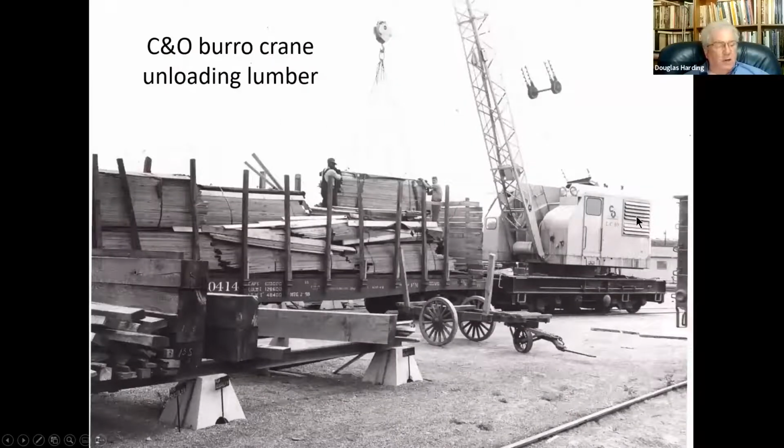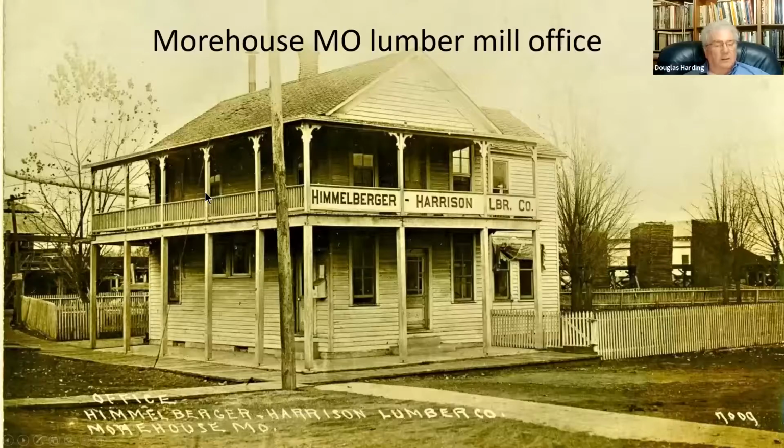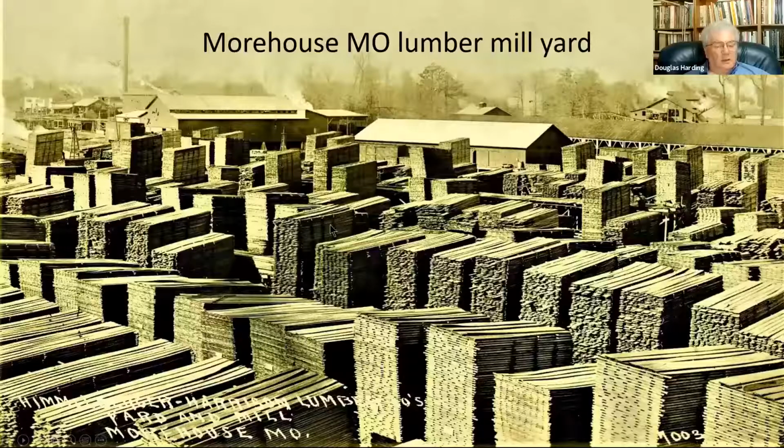Here's the Chesapeake and Ohio using their burro crane for unloading some flat cars of lumber. Let's see, Morehouse, Missouri, lumber mill office. And here are their stacks. This was a lumber operation and they were milling and drying. This is their drying yard. And see a Frisco car back there waiting to be loaded.